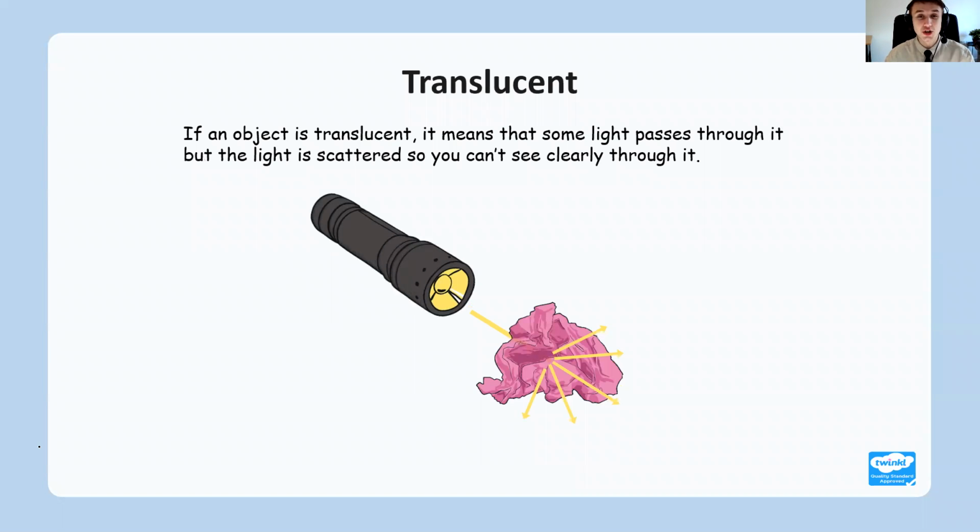Translucent is when some light passes through, but the light's a bit scattered. Not all the light makes it through. So you can't see clearly through it, but you can maybe see shapes through it. Things like tissue paper, for example. If I held a piece of tissue paper up and then shone a torch through it, I'd be able to see some of the things, or people on the other side might be able to see some shapes, things like that, but they wouldn't be able to see very clearly. So some light passes through the object, but some gets left behind.